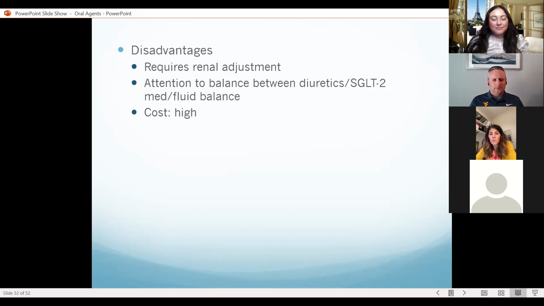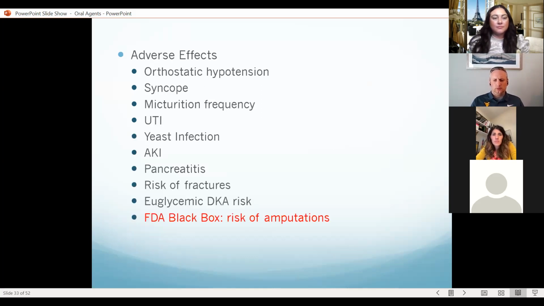We did talk about not adding them on when things are severely uncontrolled because the patient could be at higher risk for dehydration from uncontrolled diabetes. And just keep in mind the euglycemic ketosis. Next slide, please. So adverse effects, we talked about the hypotension, syncope. They can go to the bathroom more frequently simply because it's like a diuretic, like we talked about.